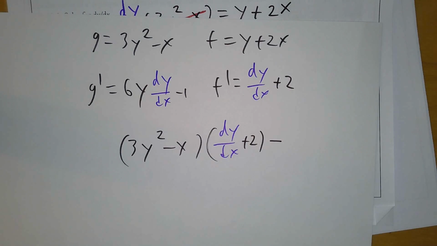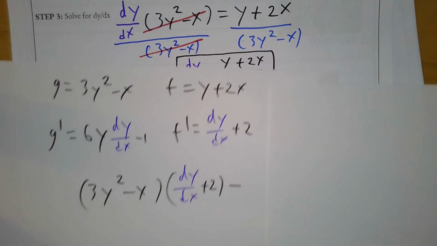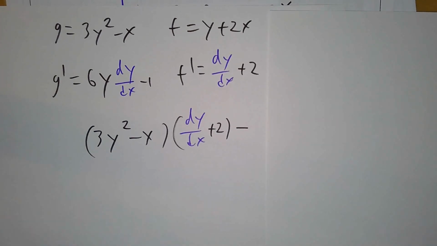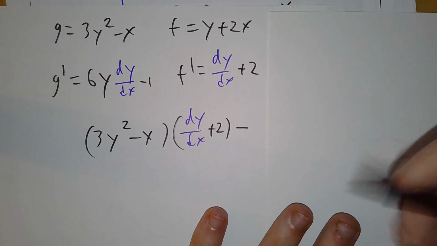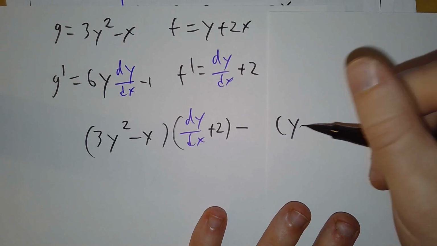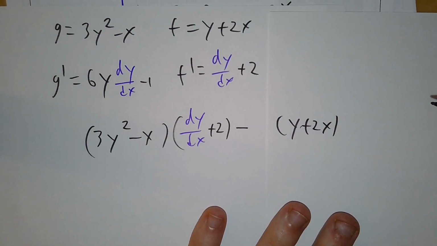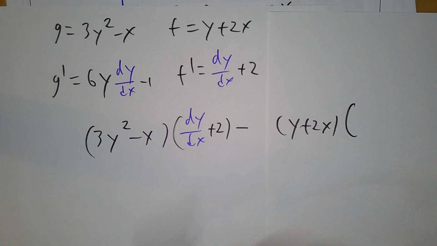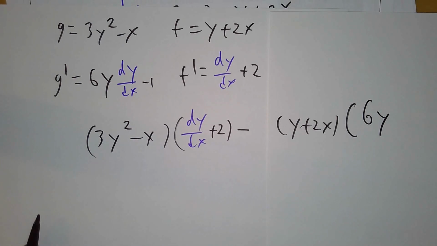I'm actually going to really run out of space here. Minus, more paper, because I want this all in one clean spot. Minus high d low, so minus y plus 2x times 6y dy/dx minus 1.